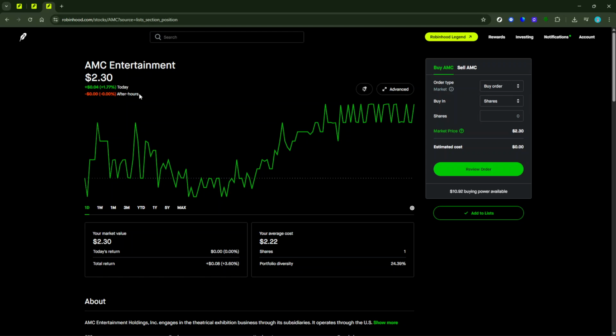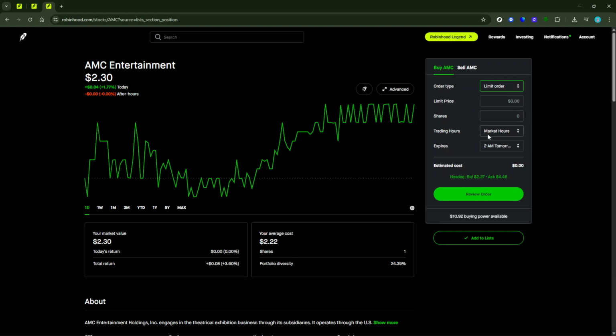Now, when you're ready to make a trade, look for the trade button near the top right of the asset's page. Click it, then choose either buy or sell, depending on what you'd like to do. This will bring up the order entry form where you'll customize your trade details. One important section here is called Time in Force. Click on this drop-down menu and be sure to choose the option for extended hours.